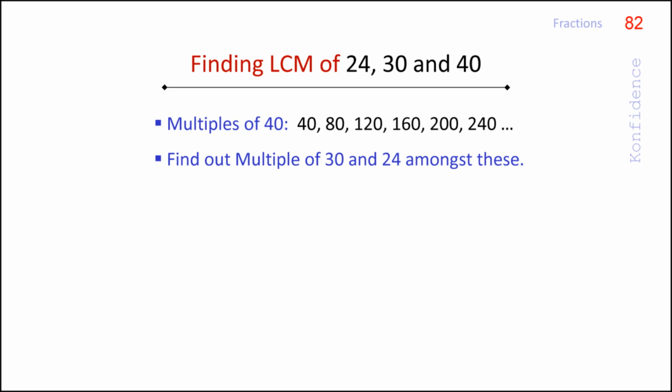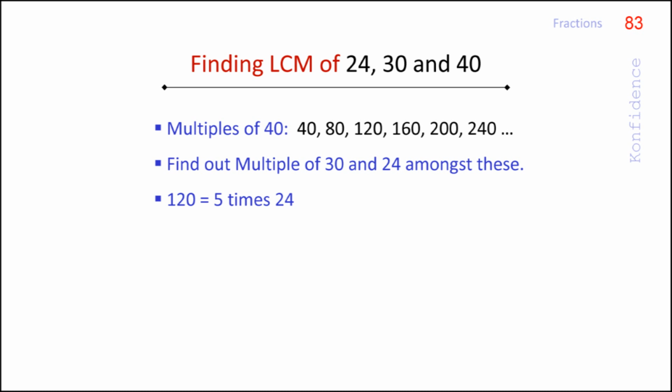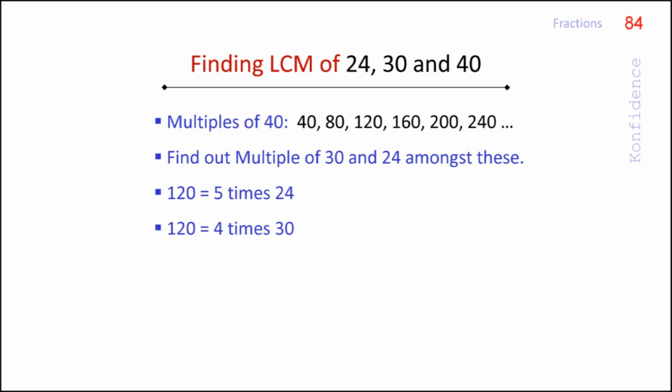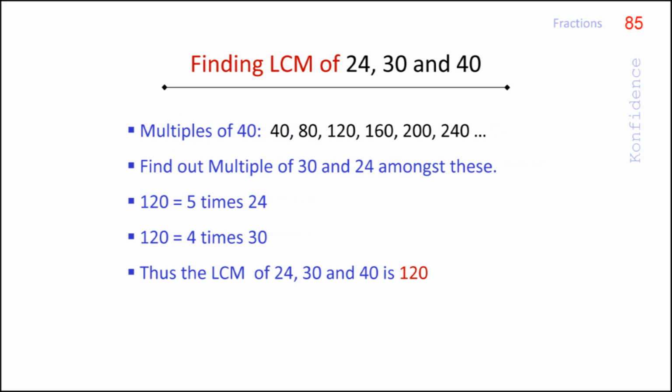So we look at the next multiple of 40. 40 into 2, 80. Again, 80 is not a multiple of 24 or 30. So we look at the next multiple. 40 into 3, 120. We can see that 120 equals 24 into 5, and also 120 is 30 into 4. So 120 is the lowest common multiple of 24, 30, and 40. That is, 120 is the LCM of the three numbers.